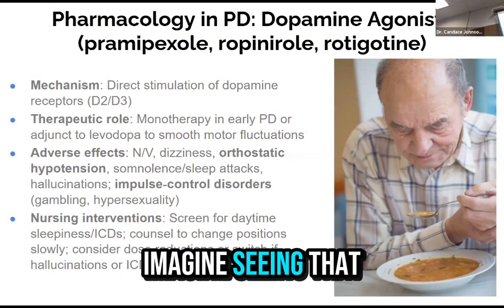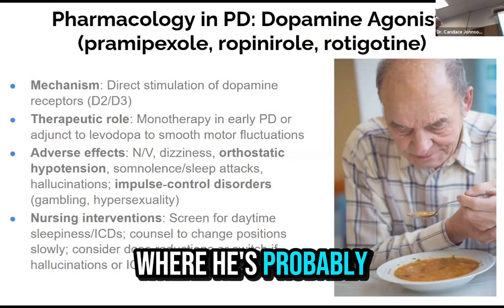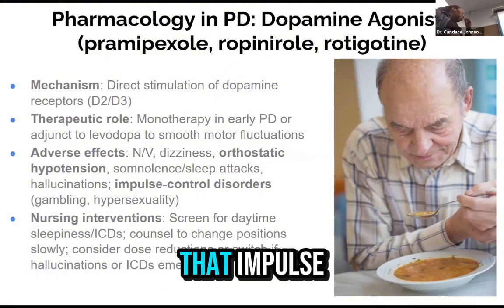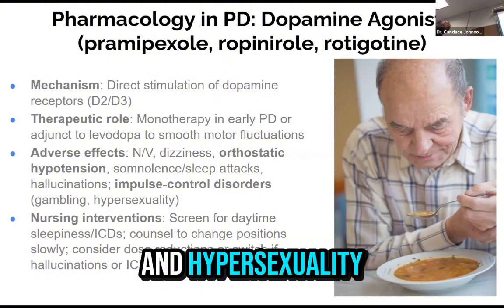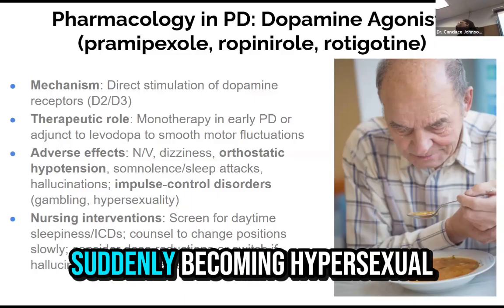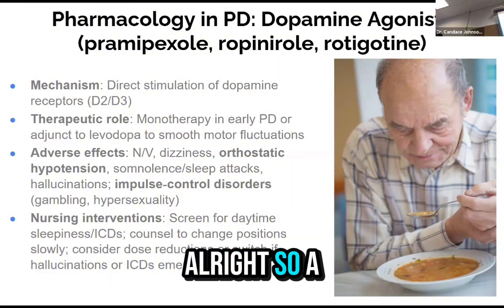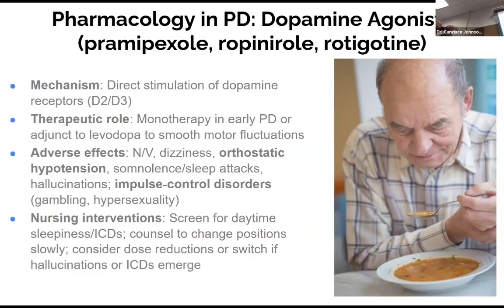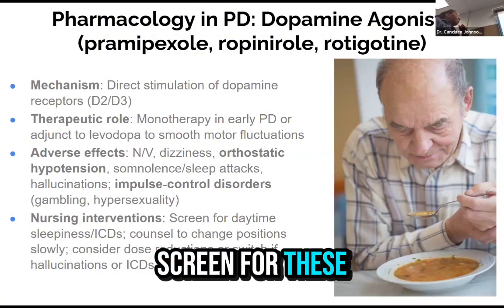And often what we see is hypersexuality and gambling in folks taking dopamine agonists. I'm just saying, imagine seeing that in this gentleman here, where he's probably been on a fixed income for a while and now he's risking it all to gamble because he absolutely just can't control that impulse, right? And hypersexuality. Imagine your grandmother suddenly becoming hypersexual. All right. So a lot of the times we're looking at folks who are older, so it should be relatively easy to see that something's not right.